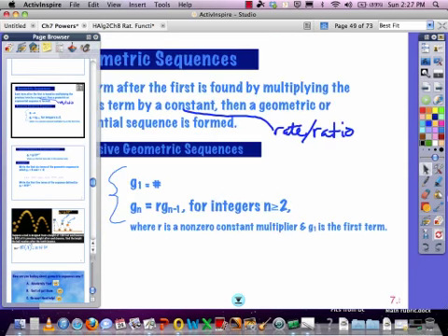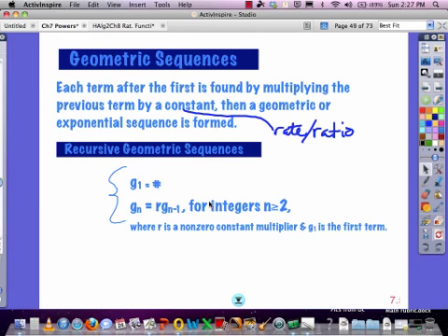And then back to this page for when we have the recursive version, where you have to write G sub 1 is your first term, G sub n equals your rate times your previous term for all integers greater than or equal to 2. All right, so you should be able to look at those, and it should kick in from what we had done previously with arithmetics. If not, bring those questions with you to class.